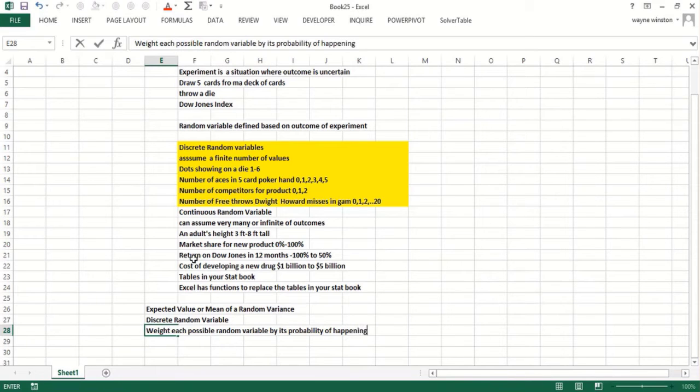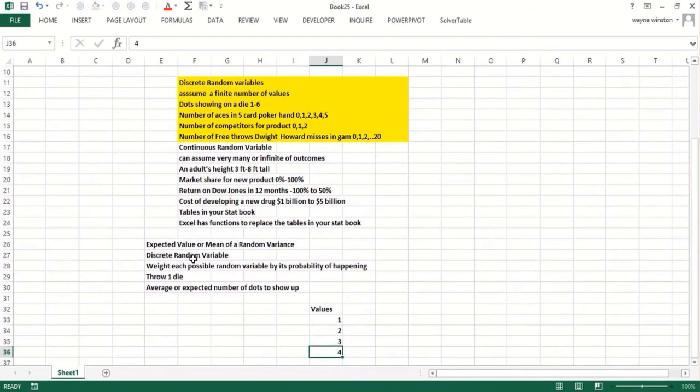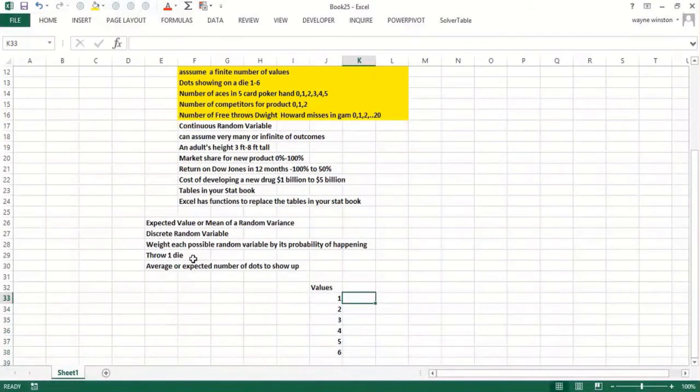So let's suppose we toss a die. What's the average number of dots that show up? Throw one die. And a 1 through 6 is equally likely. So what's the average or expected number of dots to show up? Well, let's look at the possible values. We can get a 1 through 6. And the probabilities are 1/6 for each one. And probabilities have to add to 1.